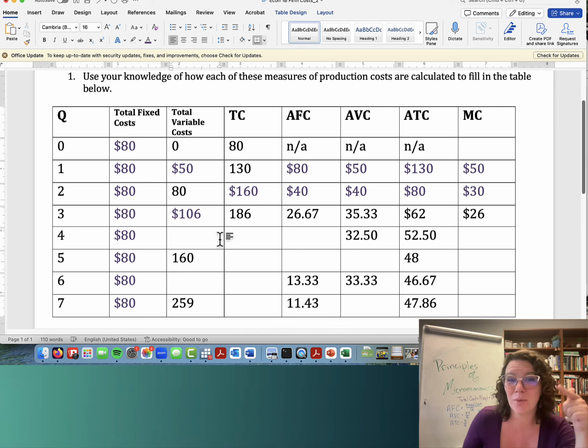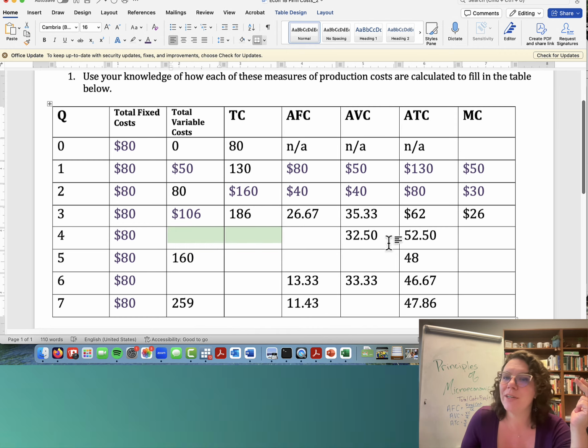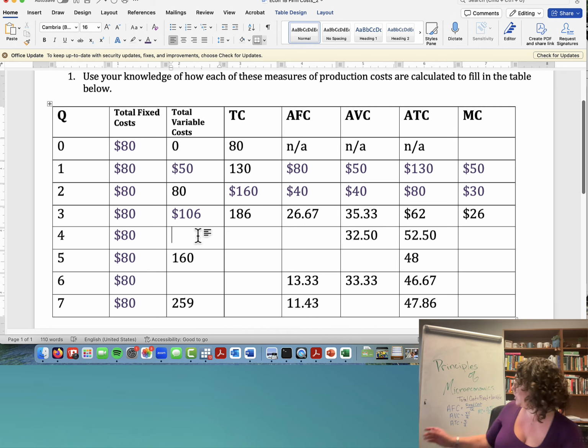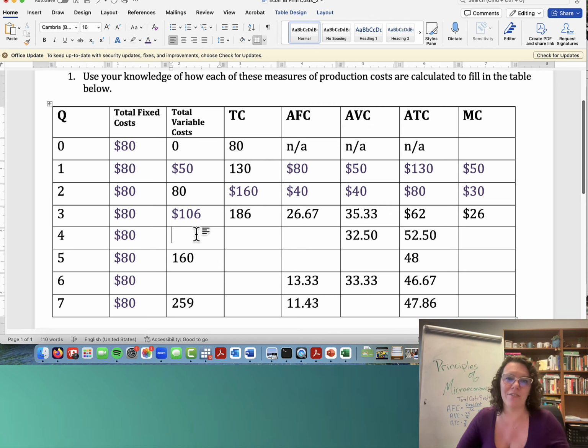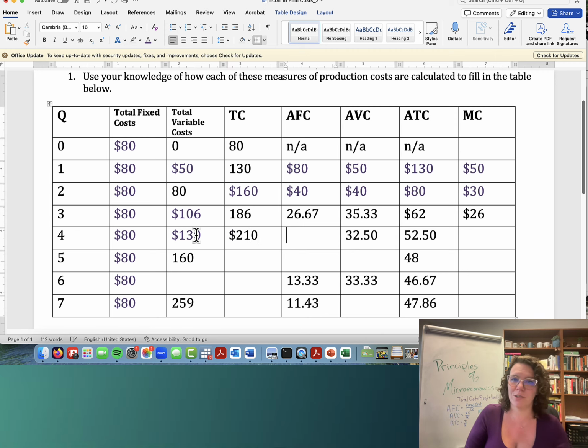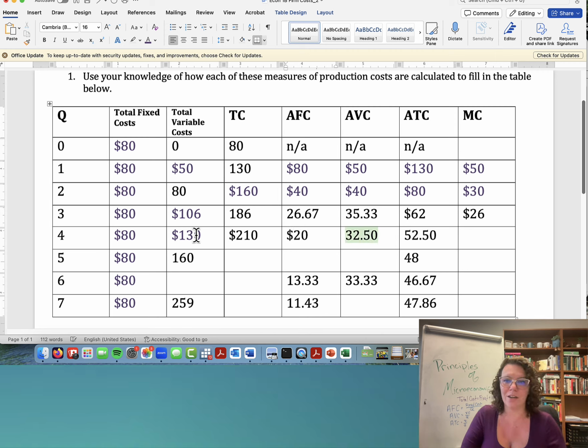In this row, you can see we don't have variable cost and we don't have total cost, but we do have average variable cost. So to find total variable cost, I can just reverse this and say, okay, if average variable cost is $32.50 and the quantity is 4, what's $32.50 times 4? And that will give us a total variable cost of $130 and a total cost of 80 plus $130, or $210. So far, so good.